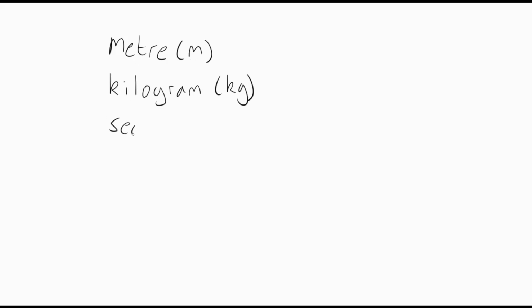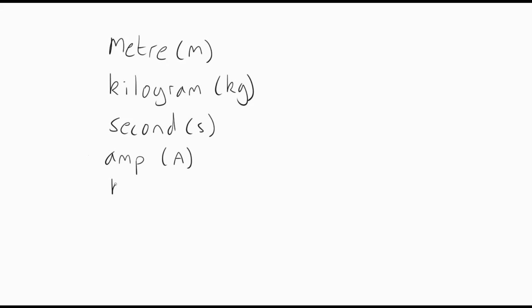Now, these fundamental units are as follows. We've got the meter, which is the unit for length or distance. We've got the kilogram, which is the unit for mass. We've got the second, which is the unit for time. We've got the amp, which is the unit for electric current. Notice it's a capital A for amp.